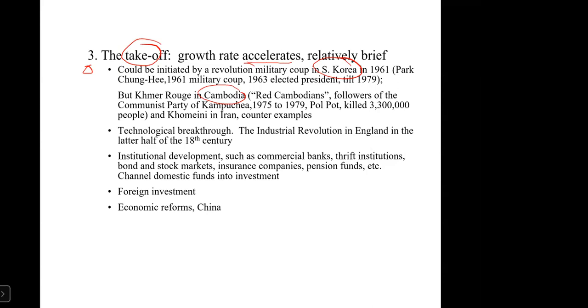And the second possibility of takeoff is through technological breakthrough. Think about the industrial revolution in England. Or this can be triggered by institutional development. Examples include the invention of a commercial bank, thrift institute, and so on, or innovation in financial market. This innovation in financial market encourages people to take risk and also provides abundant resource so that we can invest into big projects or into some innovative but potentially risky projects.